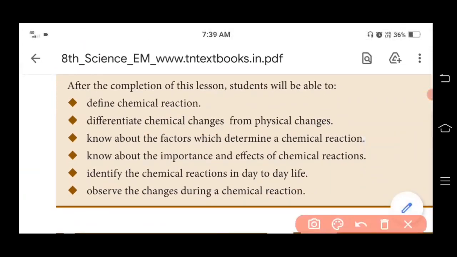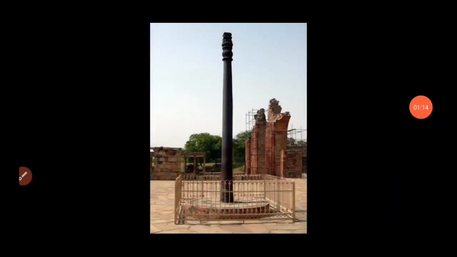and then factors which determine a chemical reaction, and to know about the importance and effects of chemical reactions, and then to identify the chemical reactions in our day-to-day life, and then the last one, to observe the changes during chemical reaction. Let us move on to our lesson.